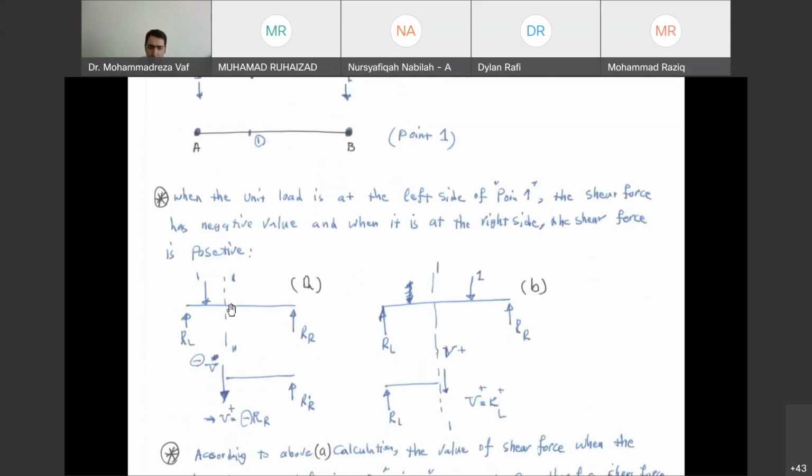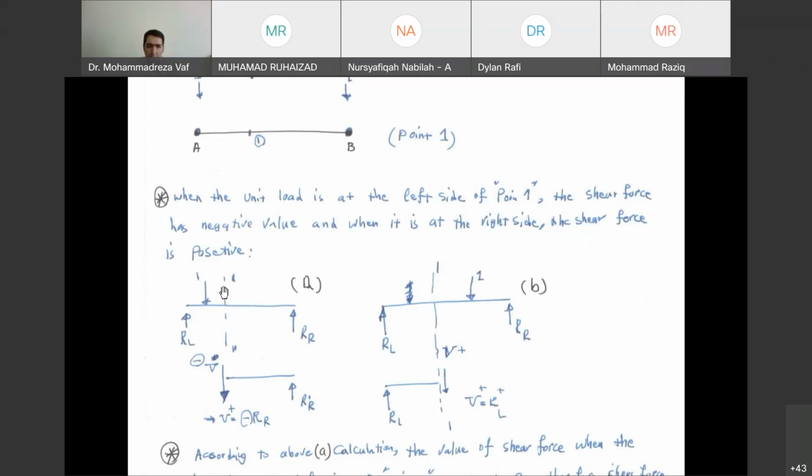Since our interest is point 1, we look into point 1 when the moving load is between point A and point 1, which is this area. And the second case is when the moving load has already passed point 1, which is going to be this case. So when the moving load is between point A and point 1, we have this condition. And when the moving load has passed point 1, we have this condition. For these two, we are going to get two different equations for the value of shear force. Okay, let's look into the first case.